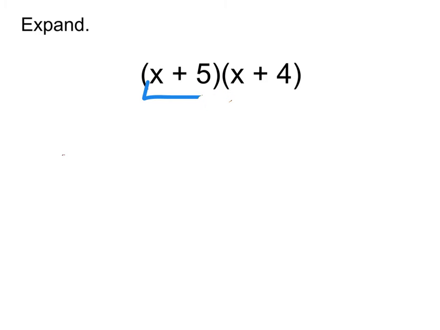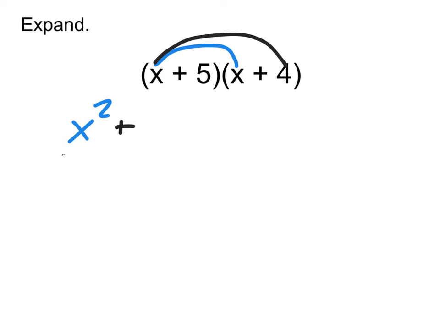Just clear out some space. So if I'm multiplying everything in the first parenthesis by everything in the second, I'm actually going to draw little arcs showing what gets multiplied by what at each step. That way I can make sure I got everything. So first I'm doing x times x. What is x times x? X squared. Great. Next up, I'm going to multiply x times 4. What is x times 4? 4x, that's it.